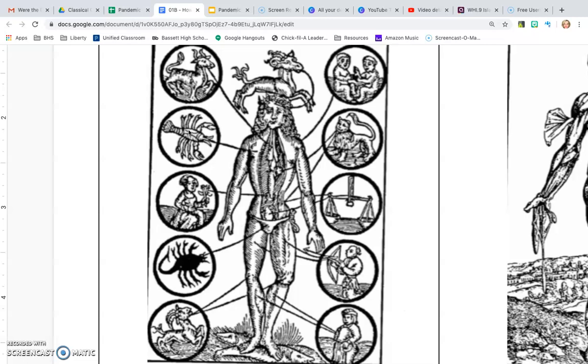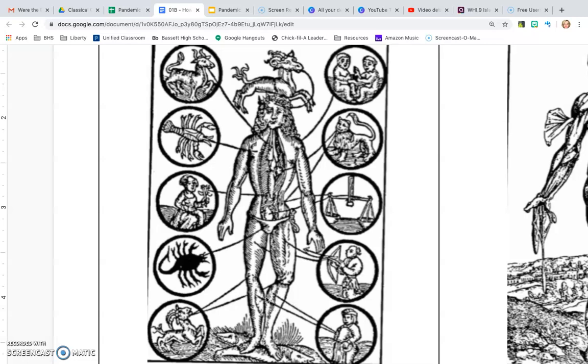So, for example, you have the crab here. That would be, for those of you out there, the Cancer symbol. Scorpio, okay, with the scorpion. You have the twins for Gemini. Okay, the scales are Libra. Okay, and we also have the other signs here as well. So we can see that each piece of the body is tied to a different zodiac sign.